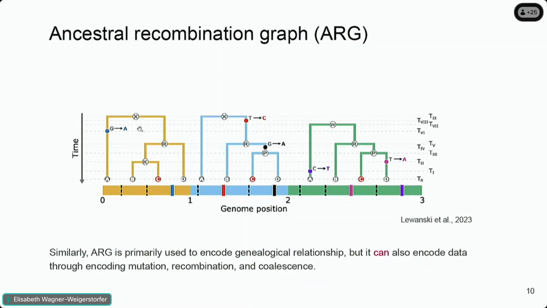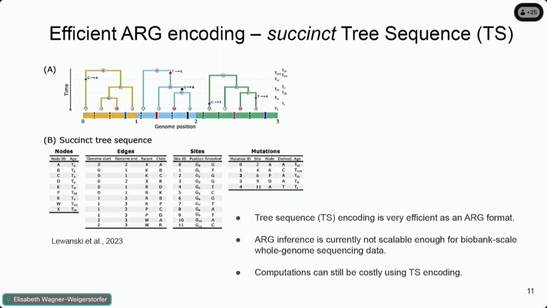But if we had this kind of graph, we could also imagine that we could put mutations on top of this graph, and then collectively that would save the DNA sequence information. So potentially the ancestral recombination graph is a data structure that could efficiently save the genomic information. However, it currently couldn't provide a solution for biobank-scale datasets, for several reasons. One is that ARG inference is not scalable enough for biobank-scale whole genome datasets.